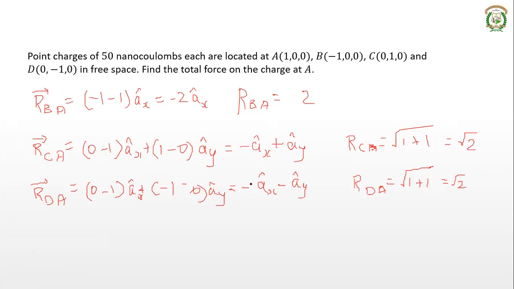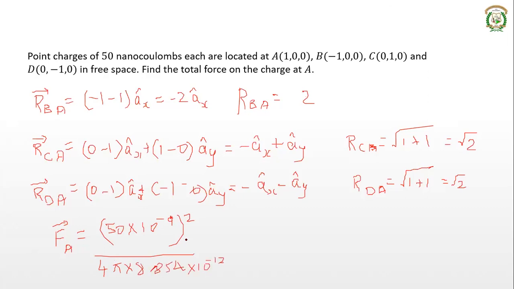So now substitute these things in the equation for the force. What do you get? Force will be equal to Q square. Q is 50 into 10 raised to minus 9, whole square, divided by 4 pi into 8.854 into 10 raised to minus 12. Yeah, multiplied by these things, right?